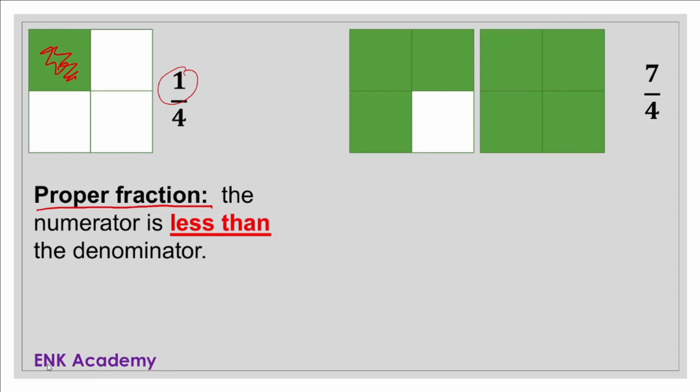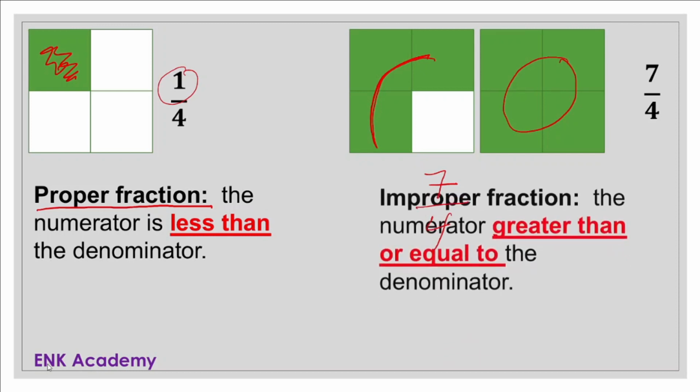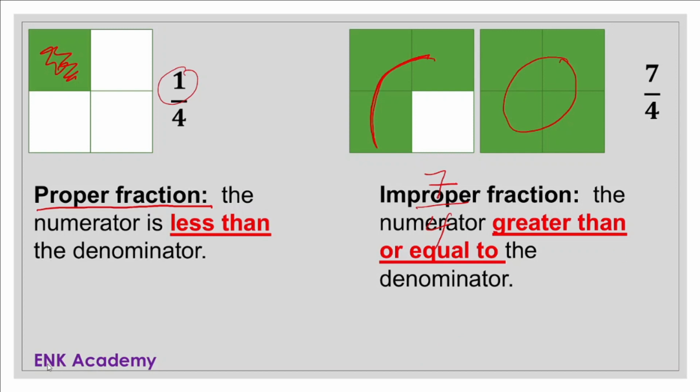On the other side, we see that we have 3 shaded parts out of 4, and then we also have 4 shaded parts. That means we actually have in total 7 parts that are colored divided by the equal part of each whole. That means in this case we talk about an improper fraction because the numerator is greater than or equal to the denominator.